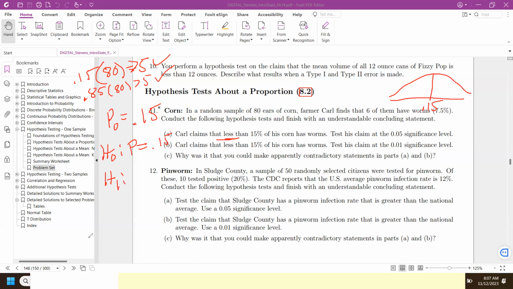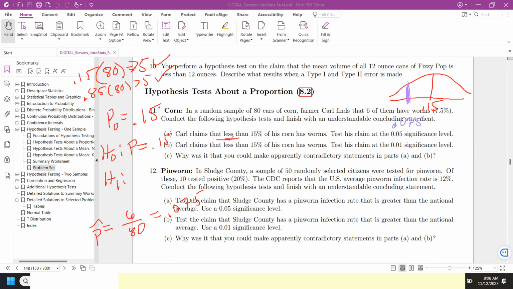Before I do this, I'm going to calculate the p-hat, the sample proportion. He got 6 out of 80. And 6 divided by 80 is, let's see, 3 out of 40, which I don't have a clue. 6 divided by 80, I'm getting 0.075. So we're trying to show that sample result of 0.075.